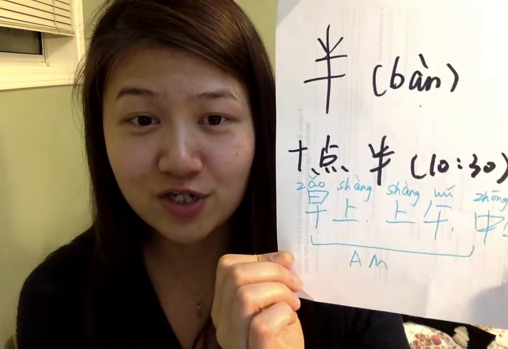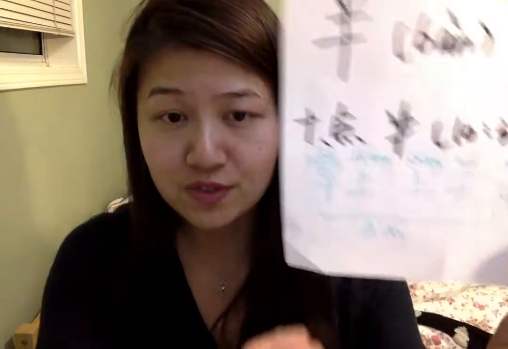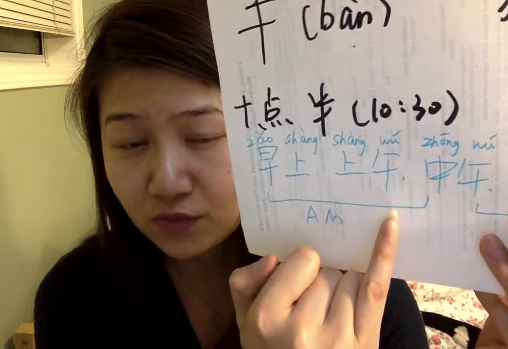Okay, this way. 早上. I think usually 早上 means like 6 a.m. to 9 a.m. You can say 早上 or even 10 a.m. Or if it's 9:30 to noon, the 12, you can say 上午. So here, 上午 means like morning.